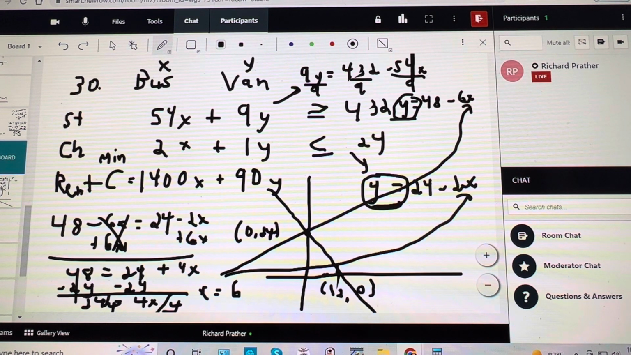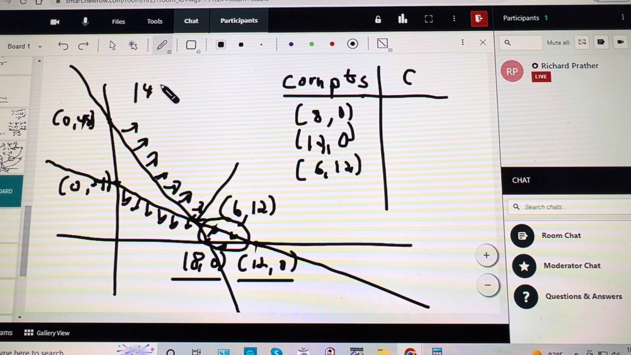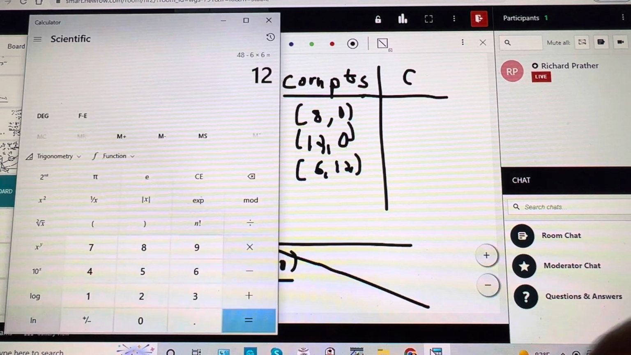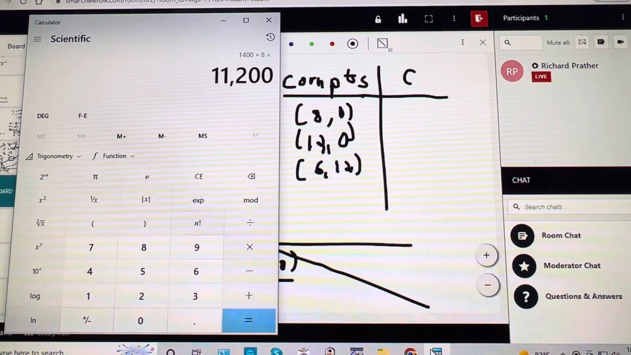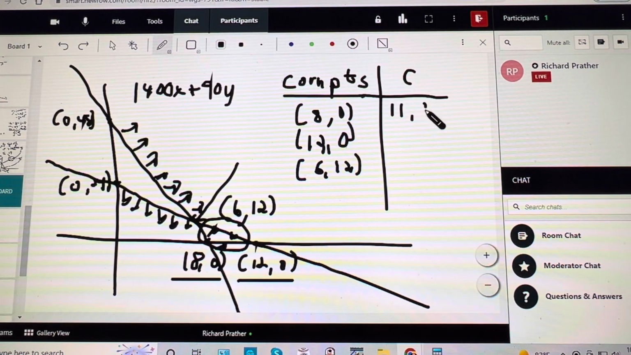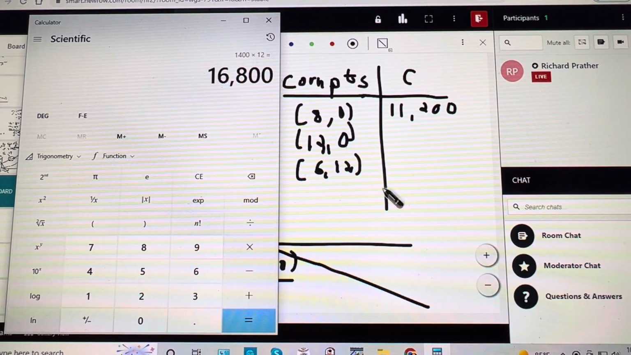And our objective function is 1400x plus 90y. That's what we're trying to minimize our costs with, because buses cost $1,400 to rent and vans are $90 to rent. So 1,400x plus 90y. If we do 8 times 1,400 in the first corner point, whoops, I put 85, sorry. That's $11,200 they would have to raise to be able to afford to go on the trip. Or 1,400 times 12 is clearly going to be larger, 16,800.